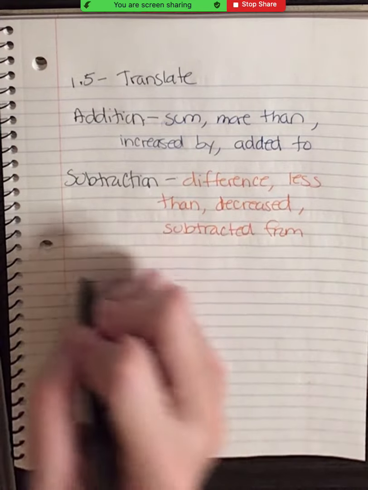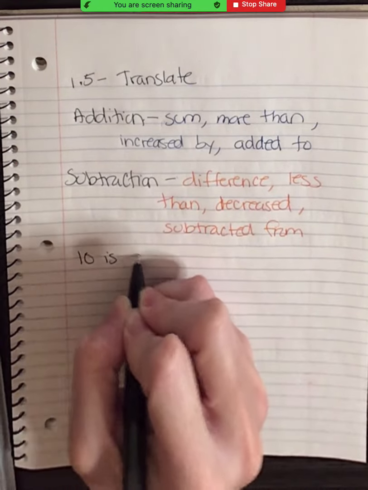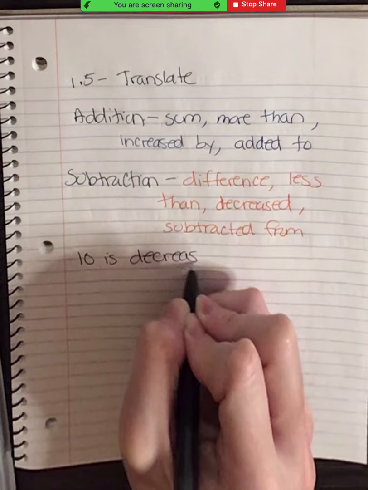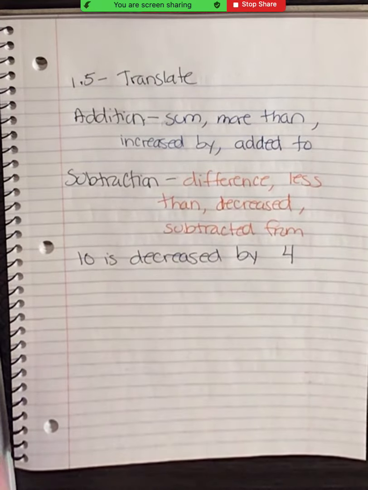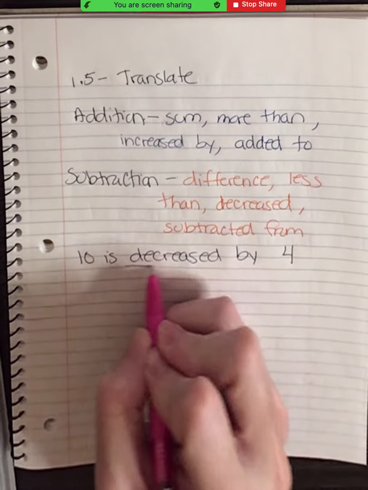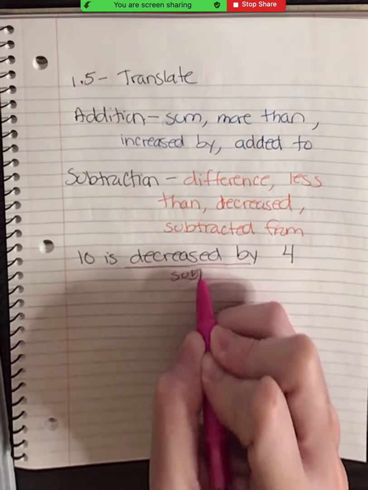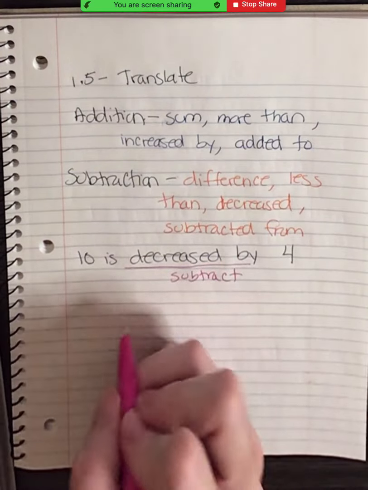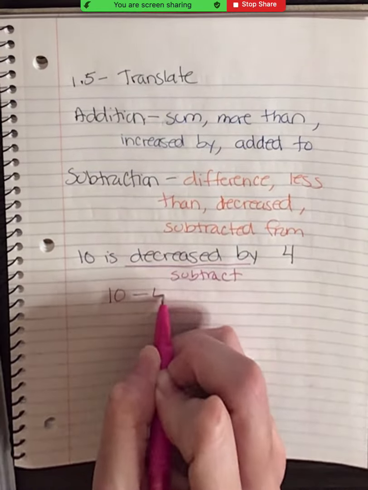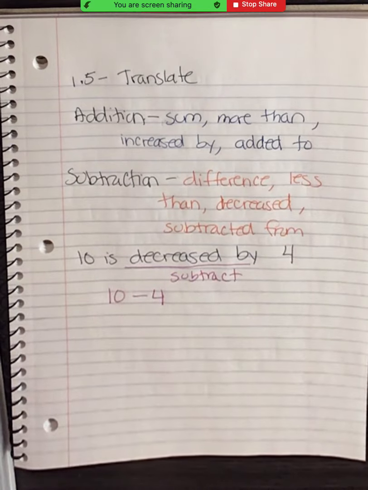So if we have 10 is decreased by 4, we see decreased by, that means we subtract because we're decreasing it. You took 10 and you decreased it by 4. So we get 10 minus 4.